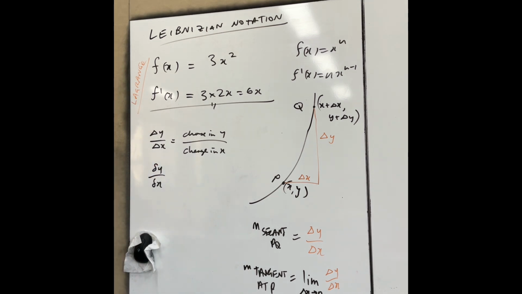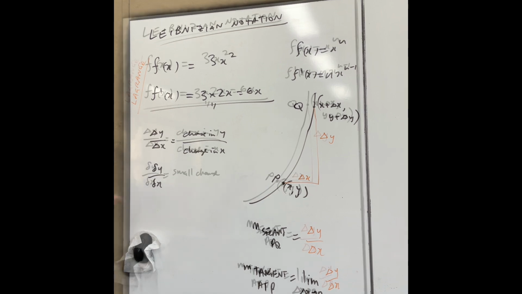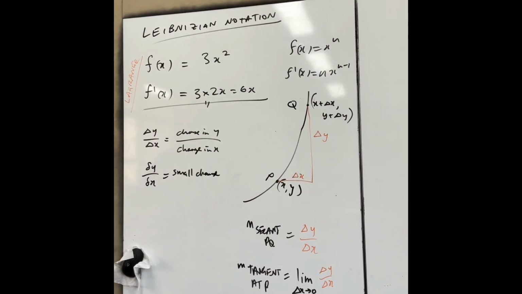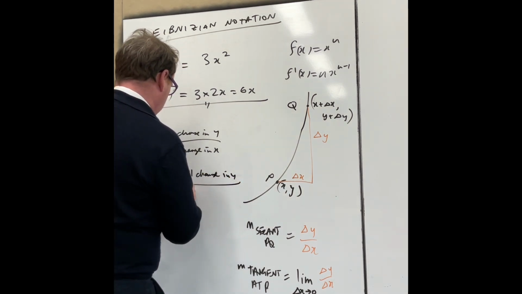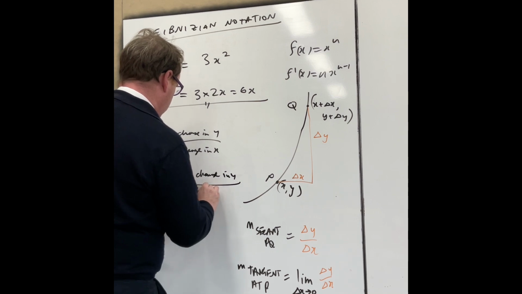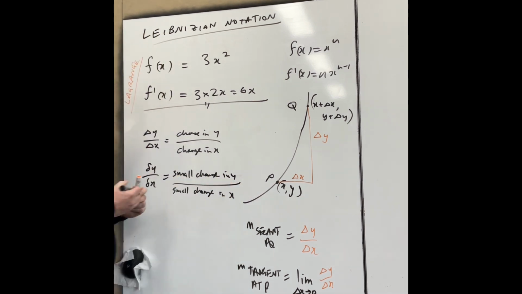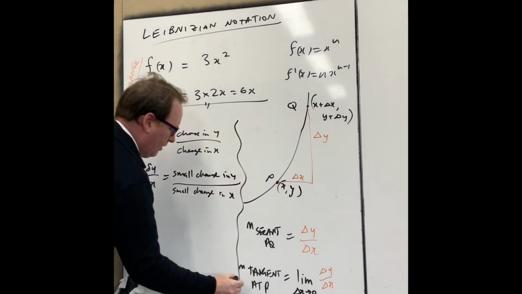Now that is a lowercase Greek delta over a lowercase Greek delta x, delta y over delta x. A lowercase Greek delta y over a lowercase Greek delta x is a small change in y over a small change in x. Okay? Now, this is a new notation that's about to happen now. Okay?